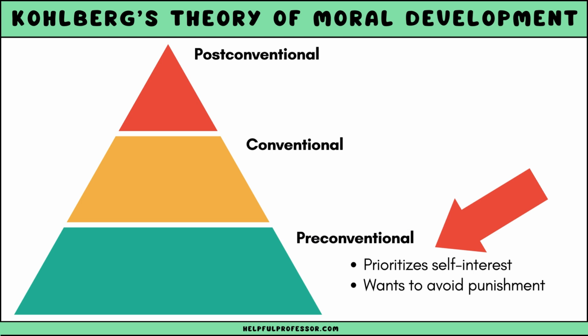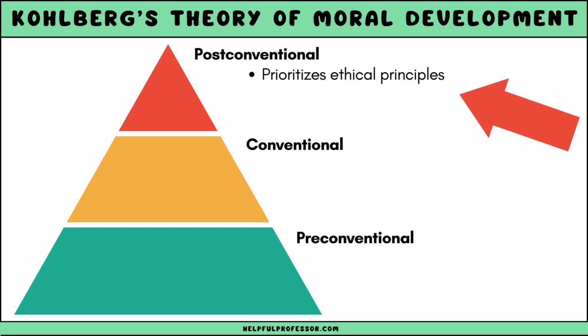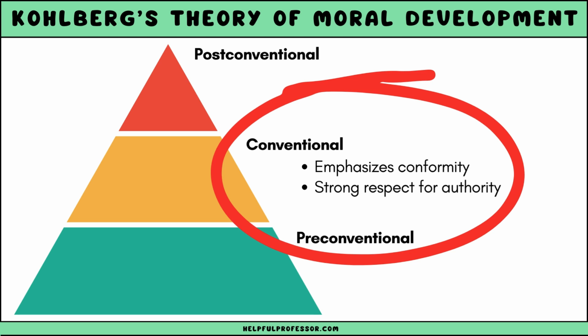Unlike pre-conventional morality, which is driven by self-interest and avoiding punishment, and post-conventional morality, which is guided by abstract principles and ethical reasoning, conventional morality emphasizes conformity and the importance of authority.